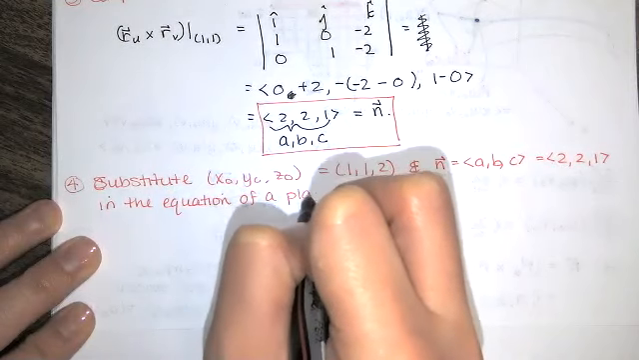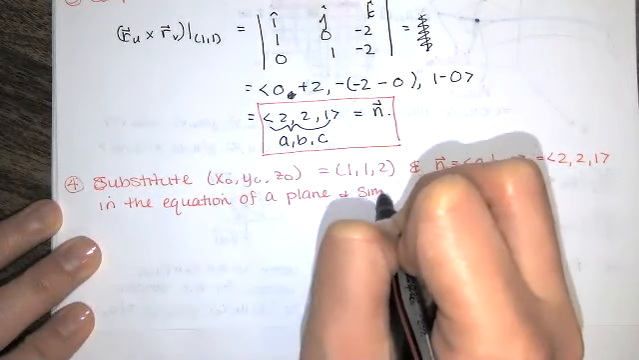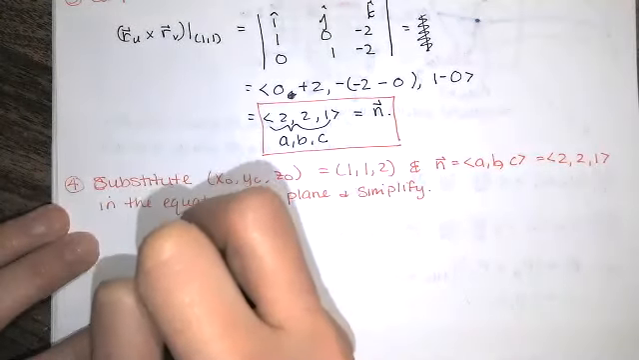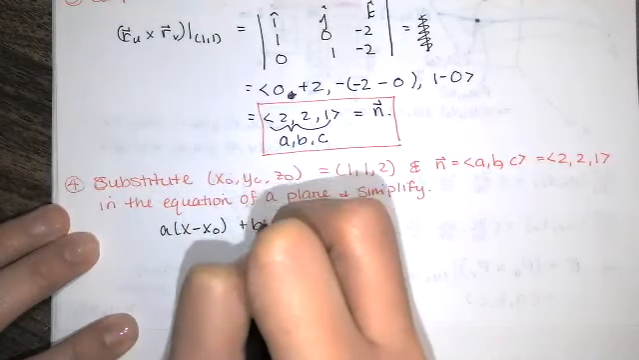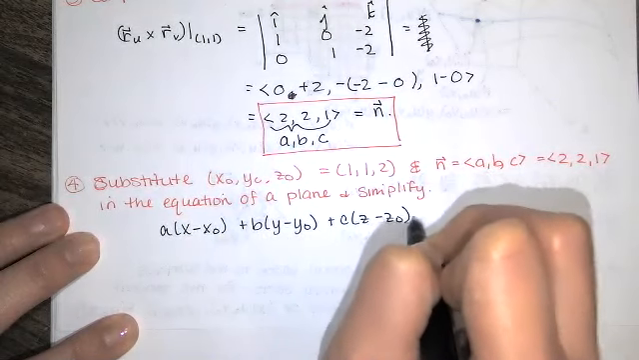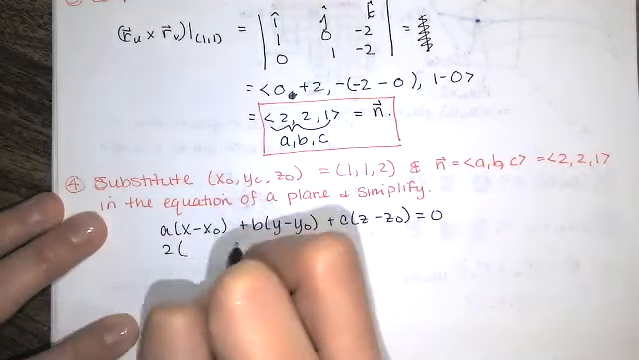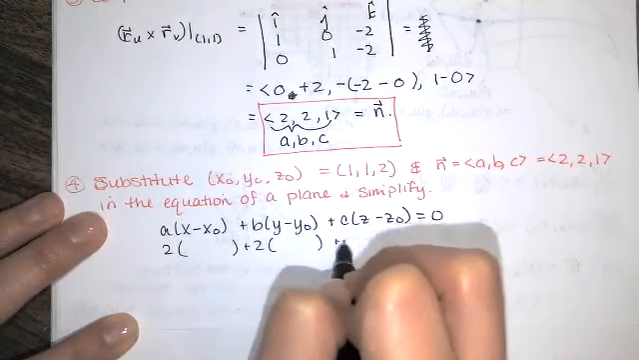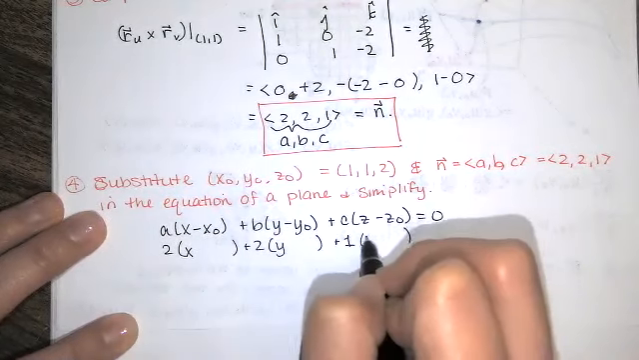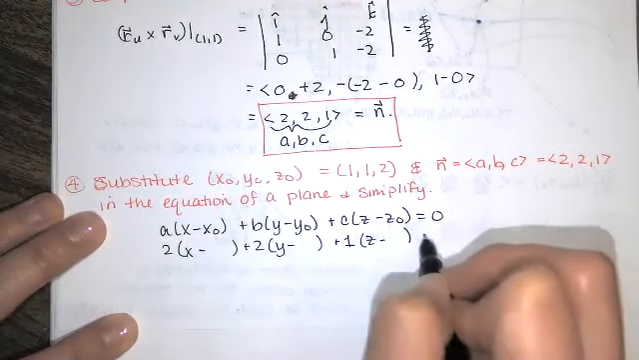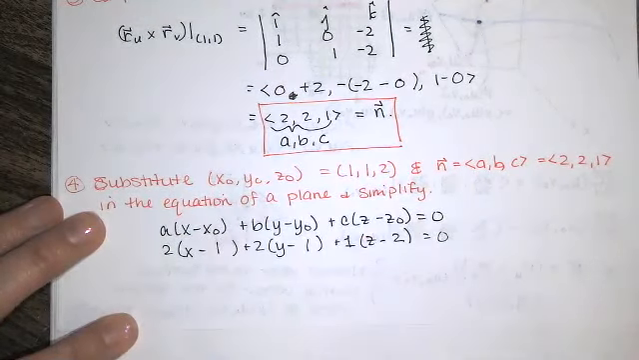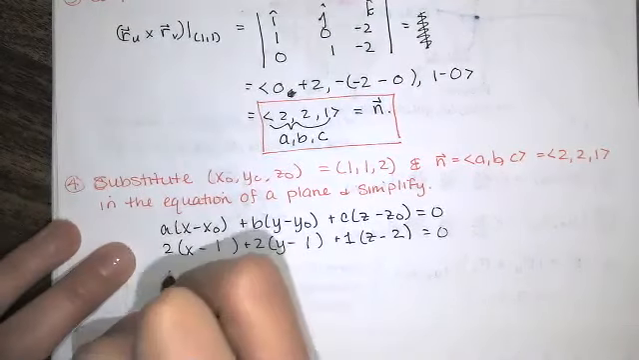And then we simplify. So we have A times x minus x naught plus B times y minus y naught plus C times z minus z naught equals 0. A, B, and C are 2, 2, and 1. X, y, and z are variables, so they're still there. And then x naught, y naught, and z naught are 1, 1, and 2. So that's our equation. It's just not simplified.